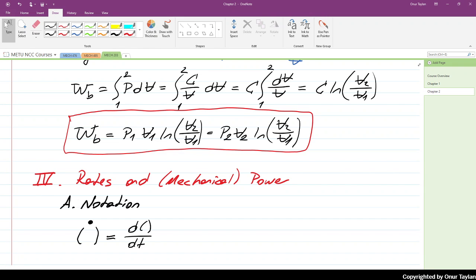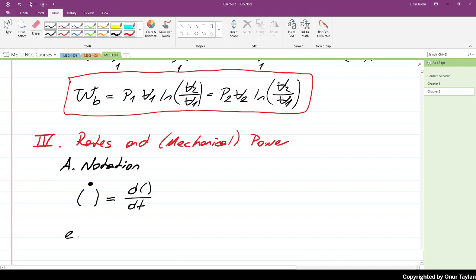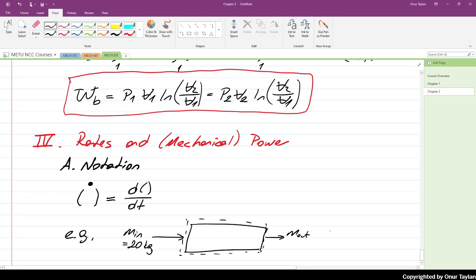So as a very basic example, suppose you are given a system, whatever the system is. This is the system boundary. And we add mass as 20 kilograms, and we take out mass which is 8 kilograms. So the question is, what is the change of the mass within the system?